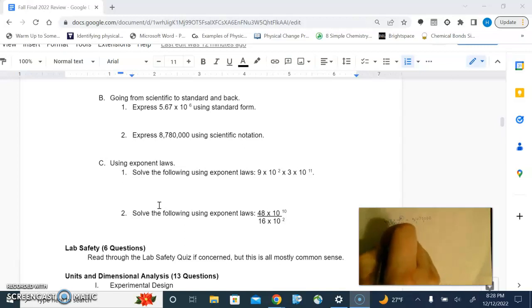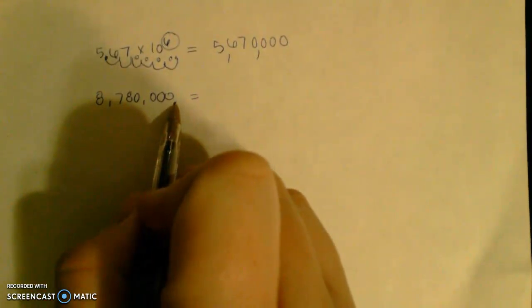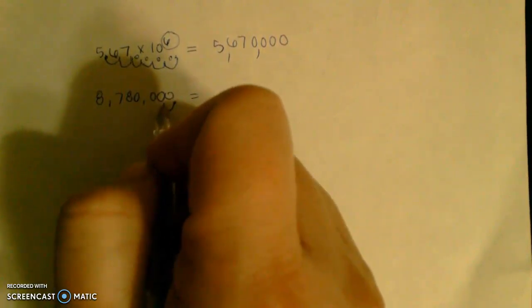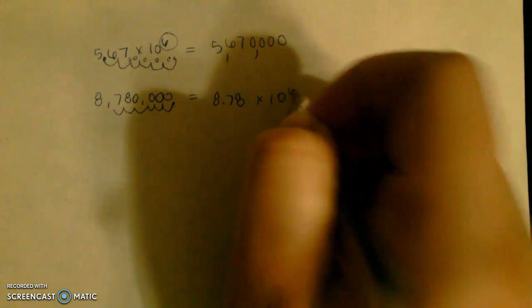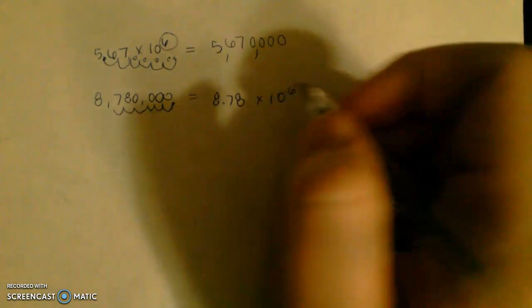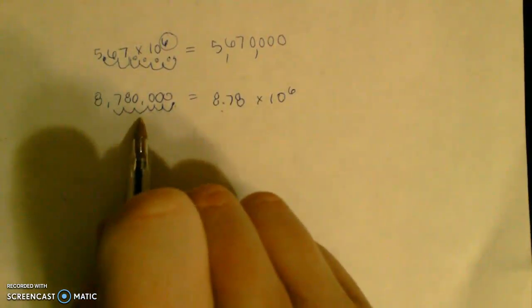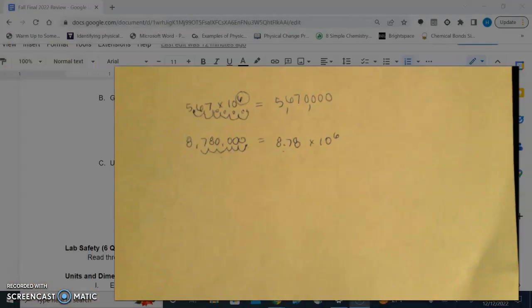All right, next one, 8,780,000. And we're going to find the decimal first so that we can move it to get our number here. So remember, the decimal is always by the ones place. I'm going to move it 1, 2, 3, 4, 5, 6. My number is 8.78 times 10, and move the decimal 6 times here again. And it's going to be positive because for 8.78 to be 8 million, we need to multiply by tens, not divide by tens.